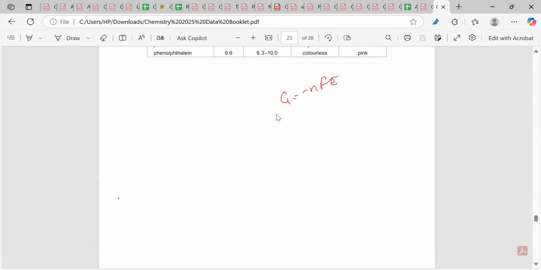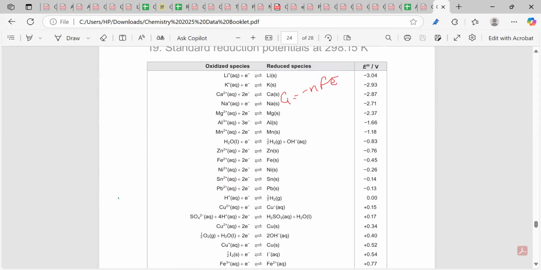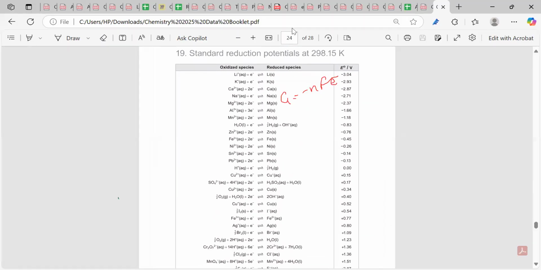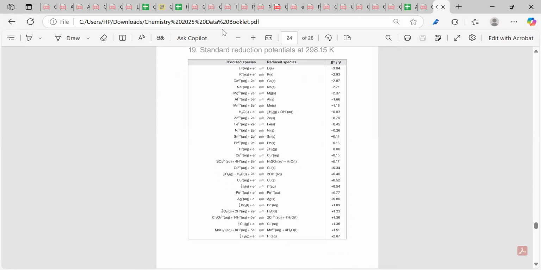Yes. Go to the data booklet. You know what? Many people do not know that the data booklet is a very important part, right? Now tell me, Harry. So the more negative value, does that mean that species is better at oxidation? Oxidation, yeah. What are the reactions given over here, Harry? What reactions are given? Reductions.